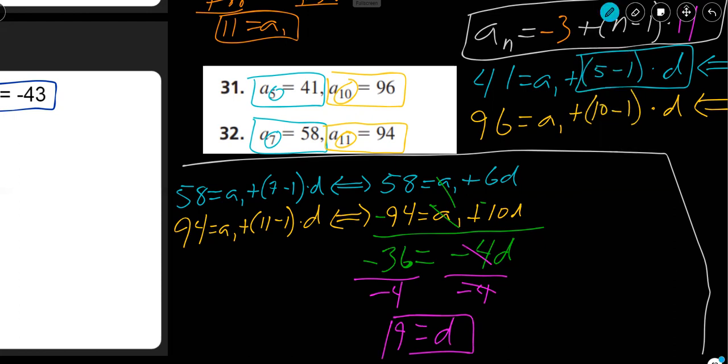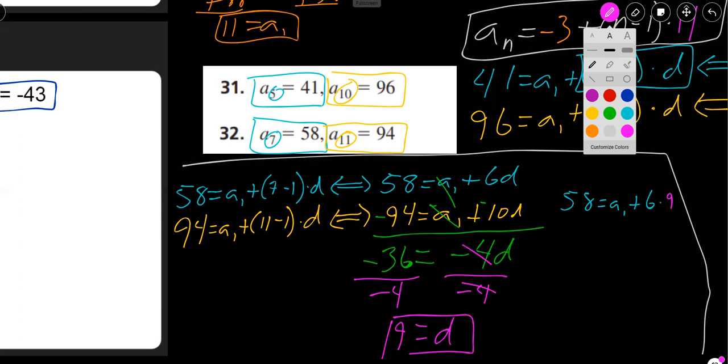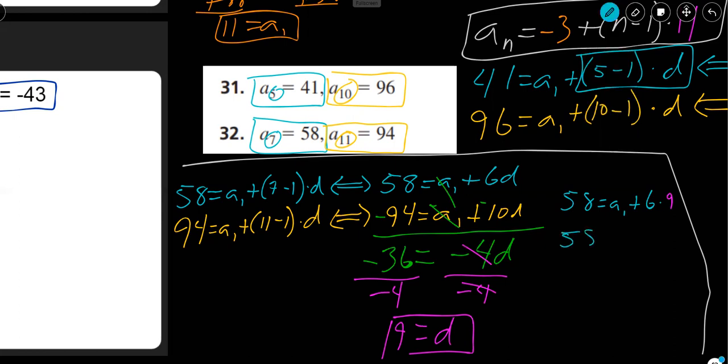Well, I'm just going to use my top equation. 58 equals A1 plus 6 times 9, because 9 is my d value. And then from there, it's just going to be 58 equals A1 plus 54, since 6 times 9 is 54. And now I solve for A1. Subtract 54 from both sides of the equation, and I get 4 equals A1.